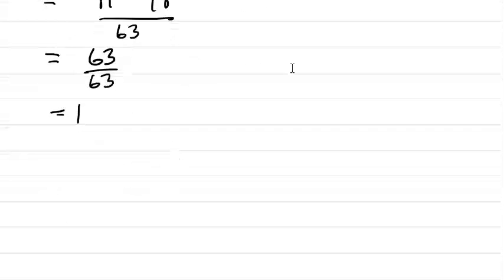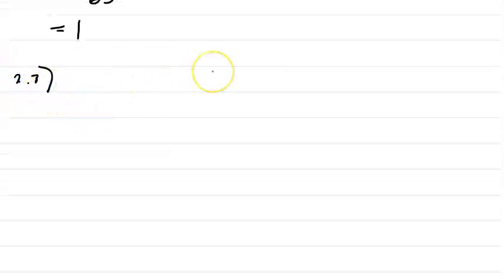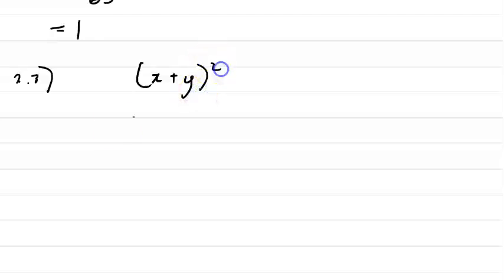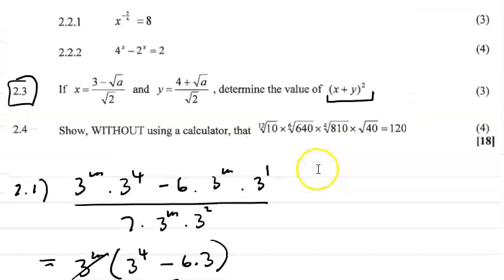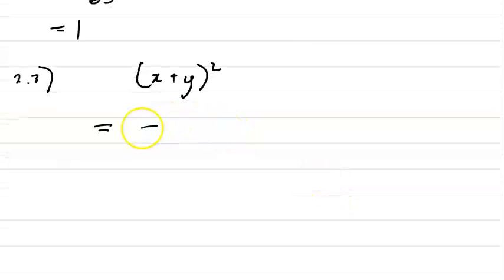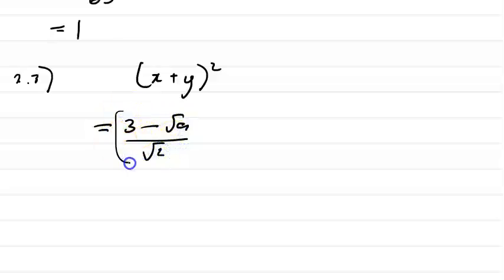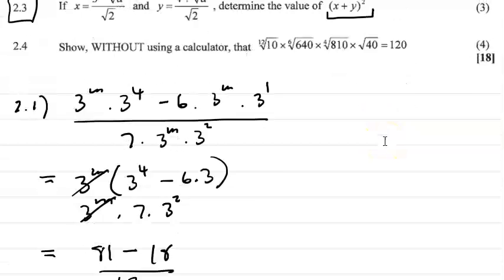So 2.3 is as follows. x plus y, all squared, is going to equal, what's x? x is (3 minus root a) over root 2. So we've got (3 minus root a) all over root 2, and we'll put that in brackets, plus y. y is (4 plus root a) over root 2.